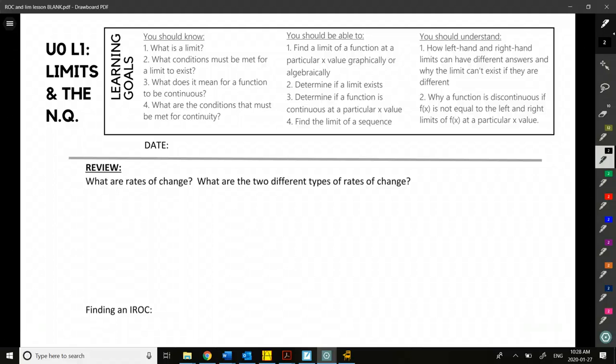All right, so today we're going to do a review of limits in the Newton quotient. You should have covered this stuff in advanced functions.